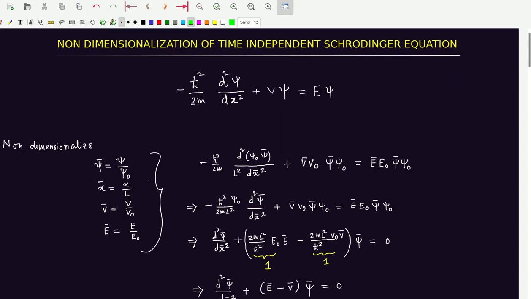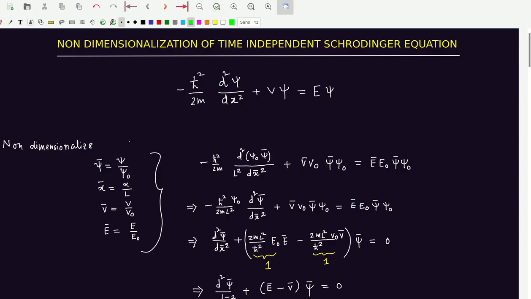First, we consider some non-dimensional parameters: psi bar equals psi by psi 0, x bar is x by L, where L is some characteristic length scale, and v bar is v by v0, where v0 is some characteristic potential value, and e bar is e by e0, where e0 is the characteristic energy level.